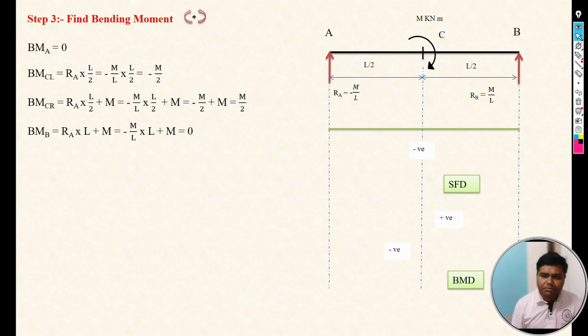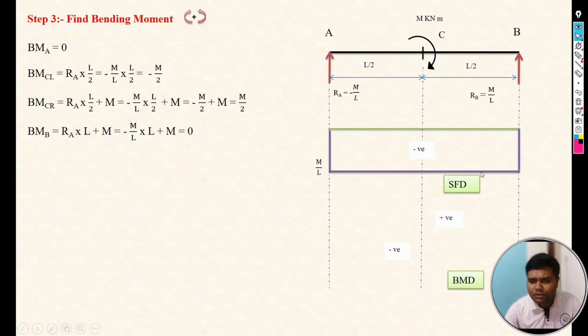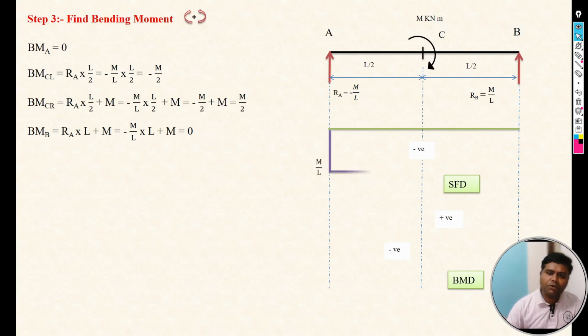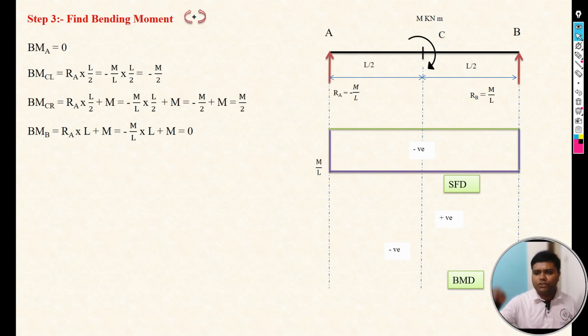For SFD and BMD, first draw the baseline. The shear force at A point is downward, so it will go downward. Now it is constant from A to B, so it will be constant from A to B. It is constant from A to B, and at B point it is 0.